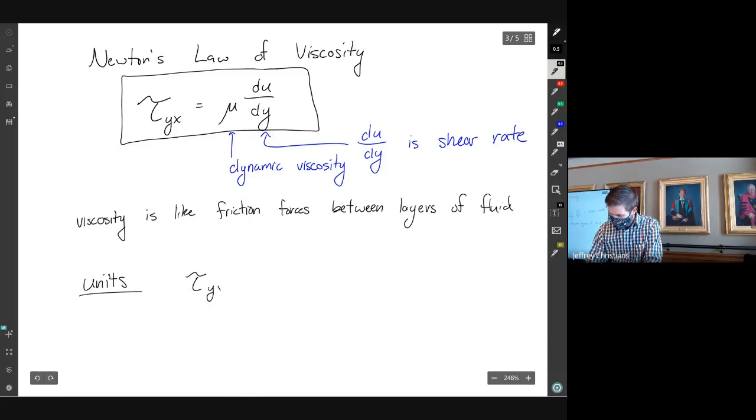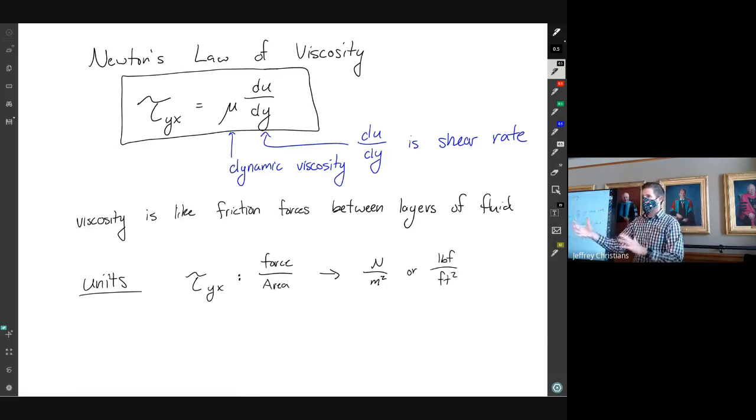So tau yx is a force divided by an area. So it's going to have something like units of newtons per meter squared, or pounds force per foot squared, something like that. Some unit of force that we've used in other classes divided by an area. That's going to be the shear stress.